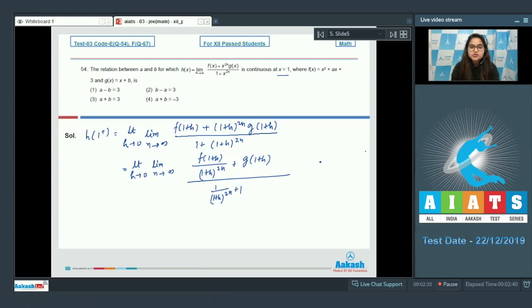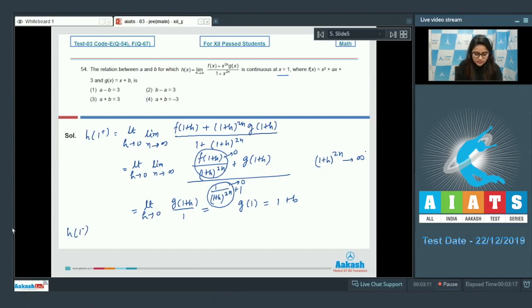When h tends to 0, then 1 plus h is tending to 1 plus and its power n tending to infinite, then 1 plus h to the power 2n is tending to infinite. So this is going to be 0 and this is going to be also 0. So here limit h tending to 0 of g of 1 plus h divided by 1 is equal to g of 1, which is equal to 1 plus b. G of 1 is equal to 1 plus b.